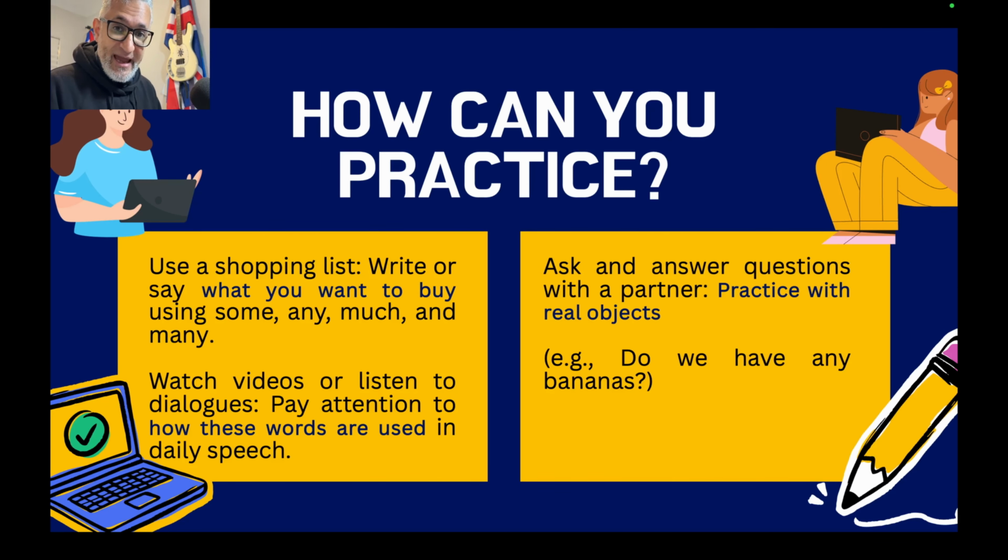And how can you practice this topic in your life, in your week, for example, to fix this in your mind, okay? So let's suppose you are doing a shopping list. You are using a shopping list. You have to write or say what you want to buy using some, any, much, and many. Some milk, some rice, much milk, much coffee, for example. Or you can use with the items on your list.